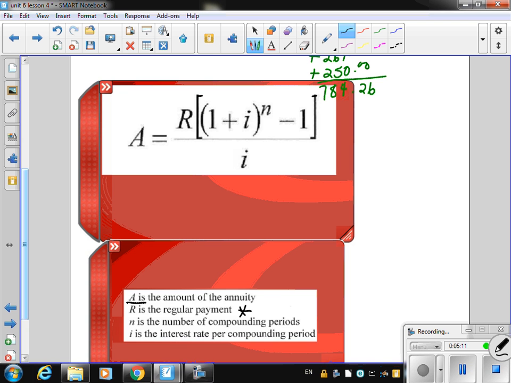A is still for amount. N is the number of compounding periods, just as we've seen before. And I is the interest rate. So we need to get that formula up onto our anchor charts and into your notes. And then we're going to do one that uses this formula. Just leave it for a minute so you can write it all down.